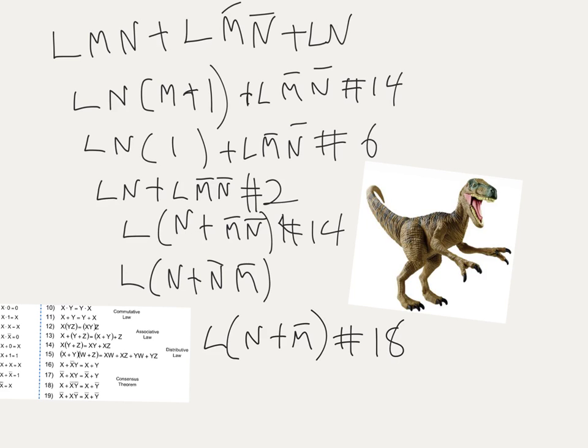Now this looks pretty simple, but I actually probably shouldn't leave it like this because again, this is in product of sums form, and I don't really want to keep it in product of sums form. I want to be in sum of products. So what I'm going to do is distribute that back in. I'm going to say this is really Ln plus Lm naught because of theorem 15.